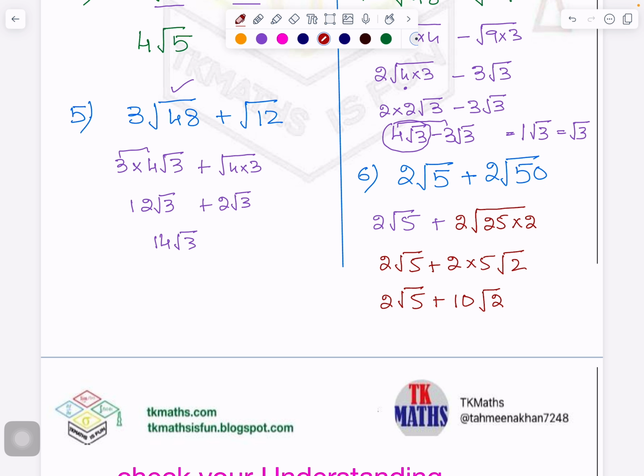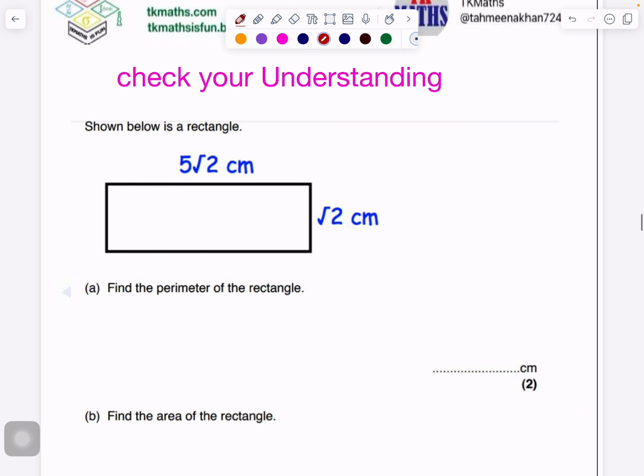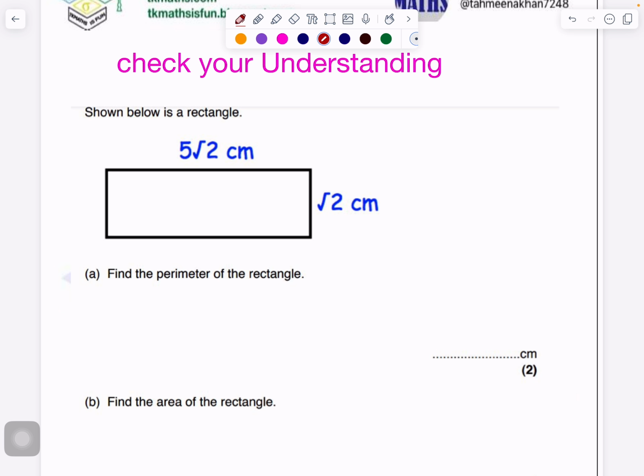Now you have to check your understanding. I have given you here the same Surds problem, but in the form of a word problem. Because in video 1 we have already solved multiplication and division, and now we have seen addition and subtraction. So you can put the video on pause here and solve this question. I have shown you the solution on the next page. Okay, so let me move on, otherwise the video will get longer. So you can pause the video and solve this question.